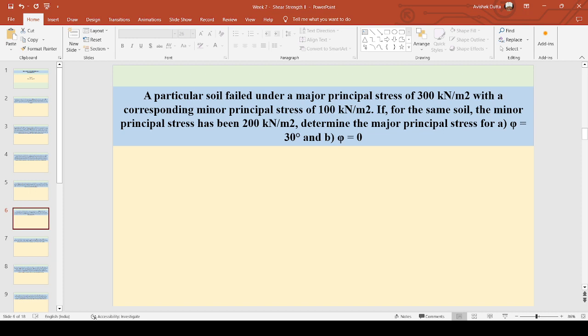I'll repeat the question once. A particular soil failed under a major principal stress of 300 kN/m² with a corresponding minor principal stress of 100 kN/m². If for the same soil the minor principal stress has been 200 kN/m², determine the major principal stress for part A, phi equal to 30 degrees, and part B, phi equal to 0.